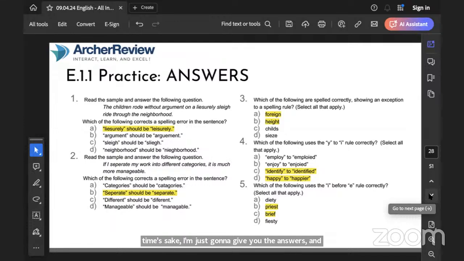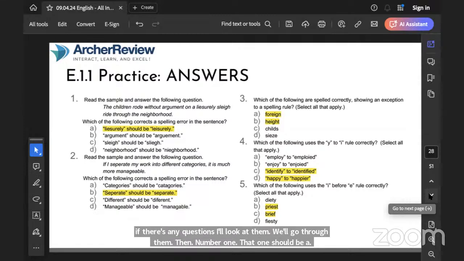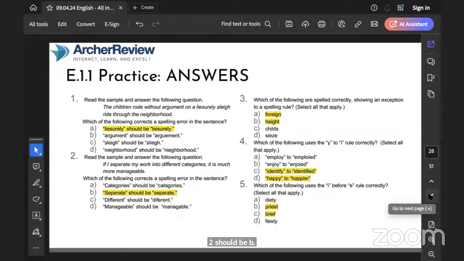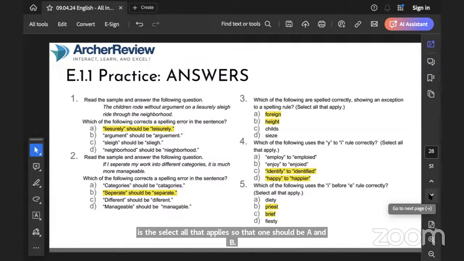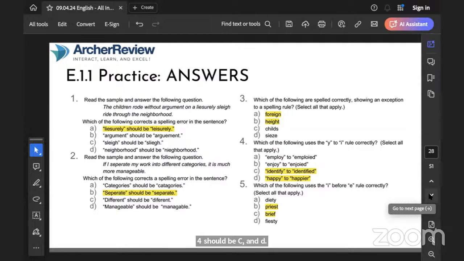Number one, that one should be A. 2 should be B. 3 is a select all that applies, so that one should be A and B. 4 should be C and D. And 5 should be B and C. Any questions on any of those? Everybody good?